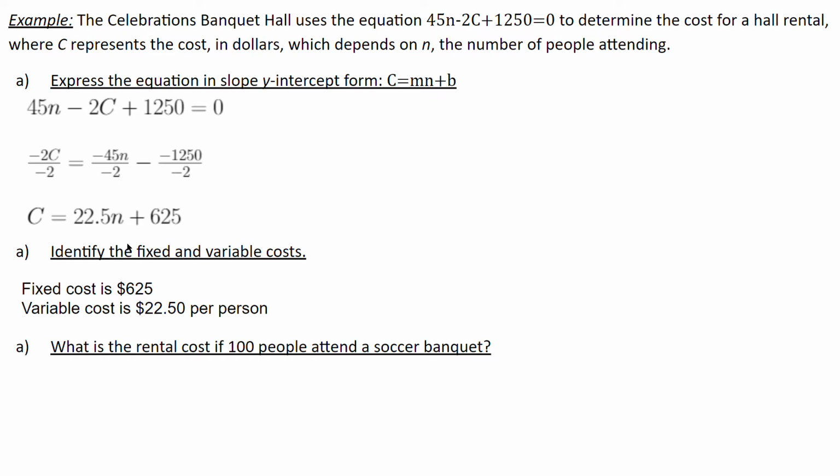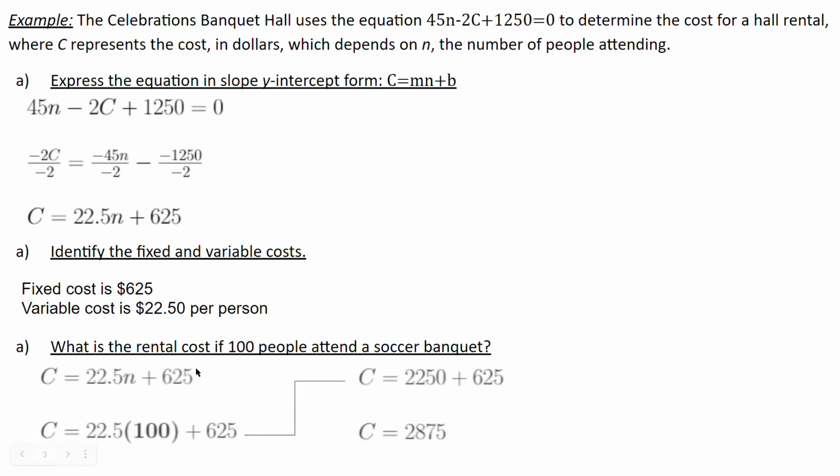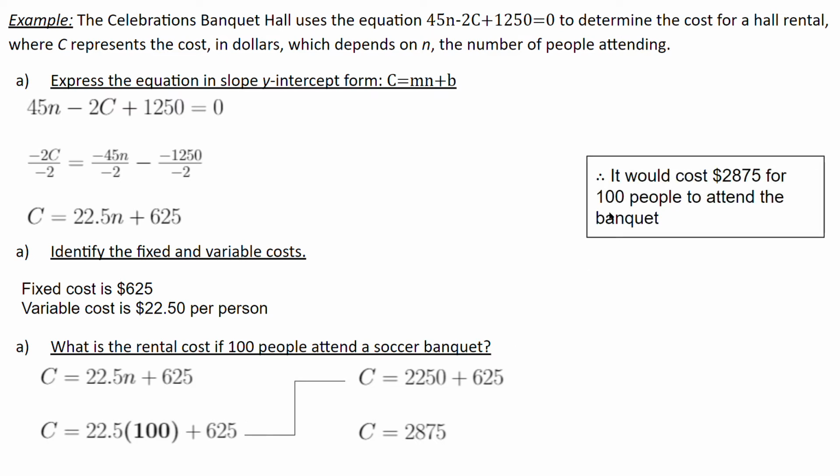Now we want to know what the rental cost is if 100 people attended a soccer banquet. So 100 people means that we're going to figure out the cost using this equation by substituting n with 100, which we do here. This gives us a total price of $2,875 for 100 people to attend the banquet.